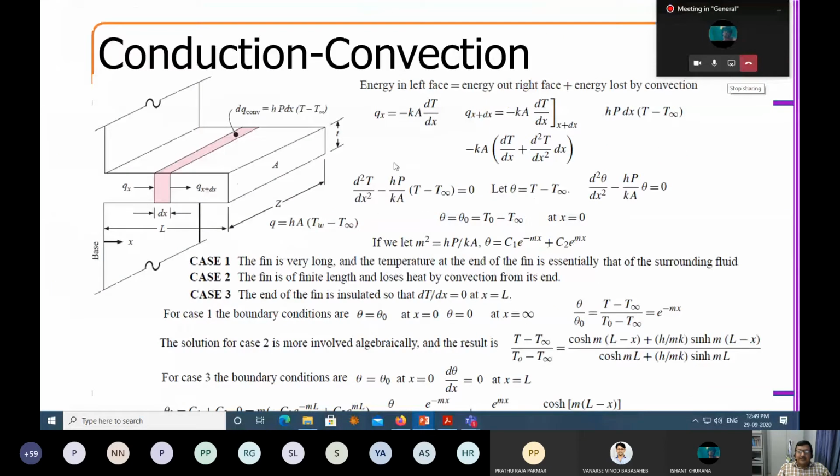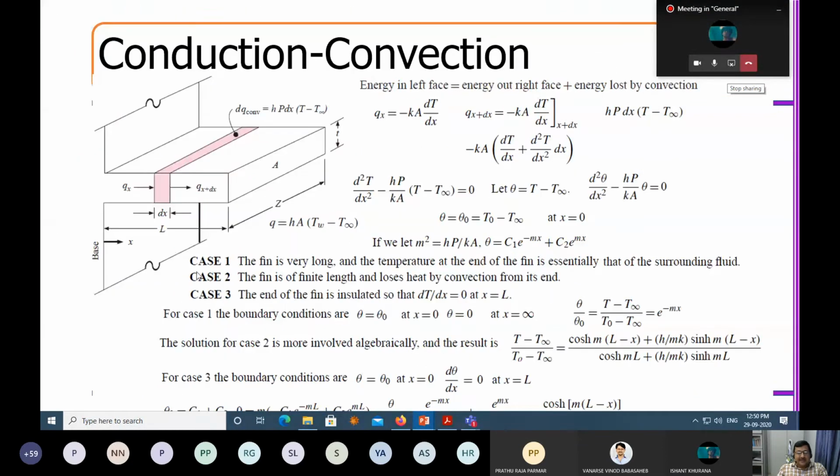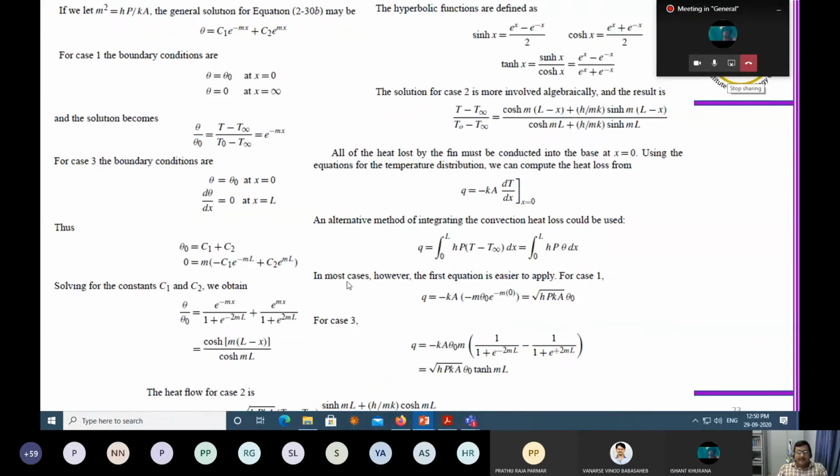So this was your ordinary differential equation. You gave a transformation theta equal to T minus T infinity to get this equation, which has a standard solution like this. And in that standard solution, you enforce different types of boundary conditions. When you enforce this type of boundary condition, you get a solution like this. When you enforce a boundary condition like this, you get a solution like this. And when you enforce the other type of boundary condition, you get another solution. So there are 3 different solutions based on this. You can see that this is a Dirichlet boundary condition, this is a Neumann boundary condition, as we have defined in case 1, 2, and 3.